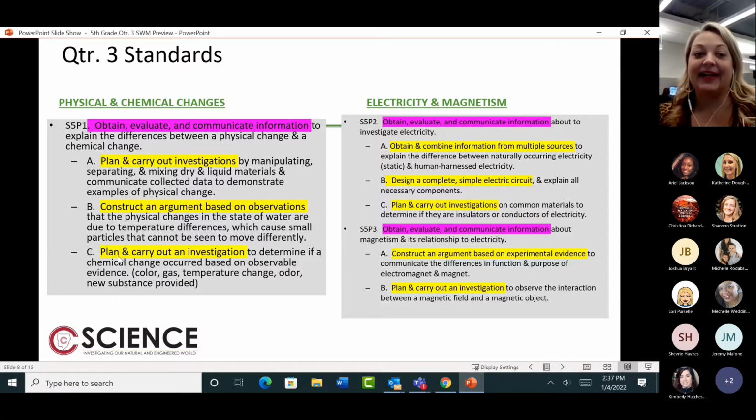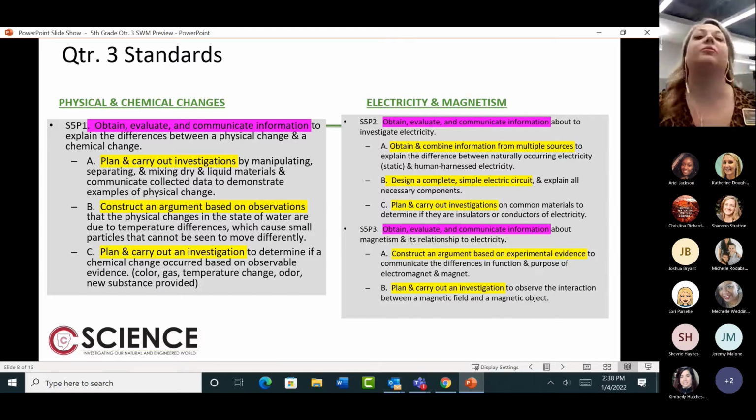Last element, plan and carry out investigations. So same thing, we're going to have to put the learning back in their hands to determine if a chemical change occurred based on observable evidence. Color, gas, temperature change, odor, new substance provided. Now this one's going to have to be very structured. I have a few activities that you can actually take care of this element with students, but we're going to have to produce a chemical change, and students are going to have to observe it, observable evidence, and they're going to have to collect data on it.